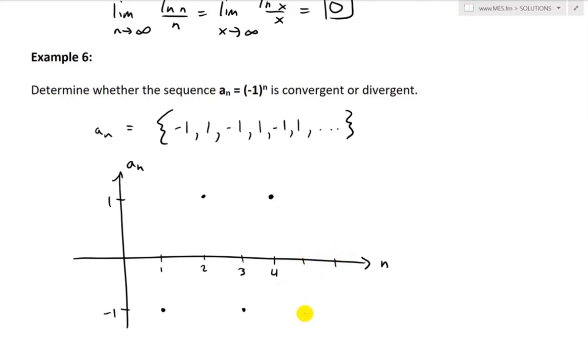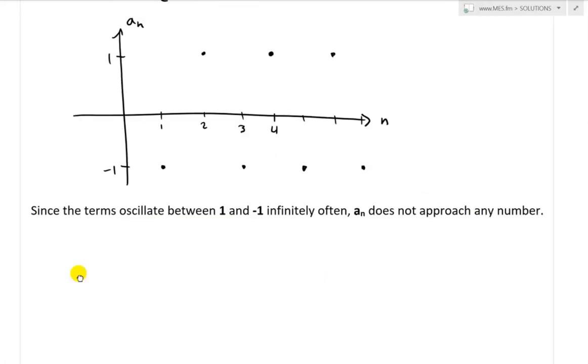It keeps going on and on. We just get like this, and like that, and the last one like this. So there is no convergence. Since the terms oscillate between 1 and negative 1 infinitely often, a_n does not approach any number.